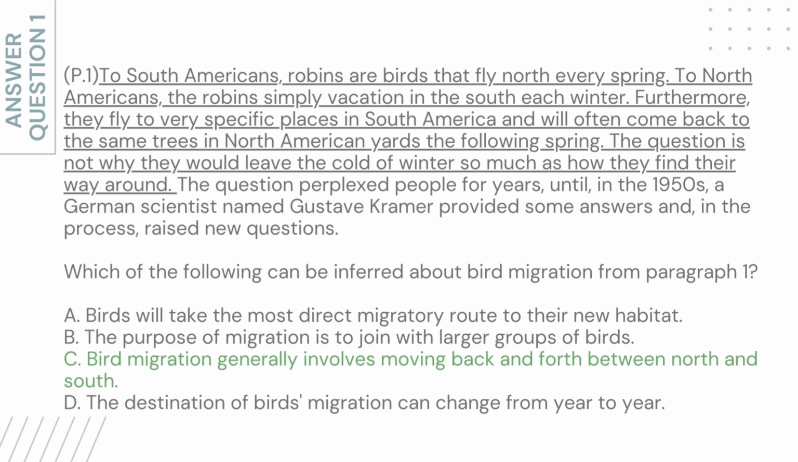The answer is C. Bird migration generally involves moving back and forth between north and south. So you can see that, like a detail question, it's still very close to what it says in the text, but it's not as close. Detail questions are more directly from the text, and inference takes a little bit of inference. It takes a little bit of logical guesswork. So it's not as exact, the answer and the text, but it's still there. You see the connection, right? The passage talks about north and south. The answer is about north and south.